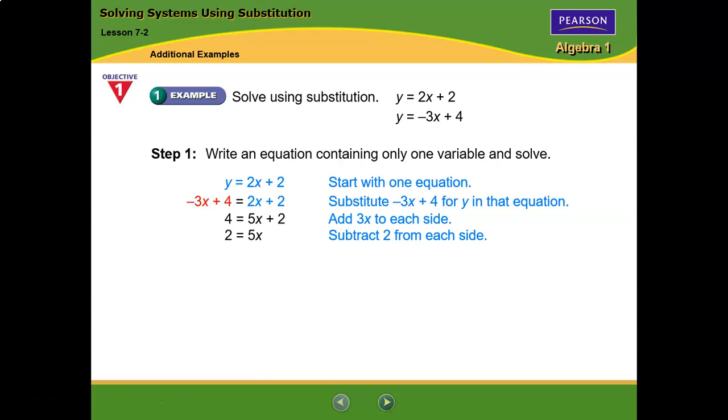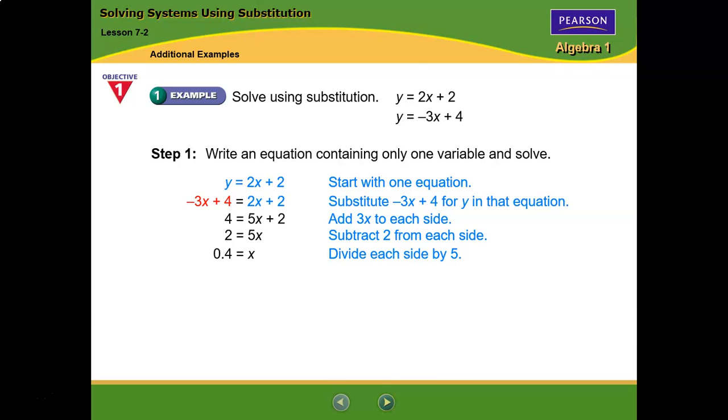So we added 3x to both sides. So 2x plus 3x gives us 5x. And then we have to isolate our variable, so we have to get rid of this 2. So we're going to subtract 2 from both sides. So 4 minus 2 is 2. One last thing to do is to isolate the variable, make its coefficient 1, so we have to divide both sides by 5, and 2 divided by 5 leaves us with 2/5 or 0.4.